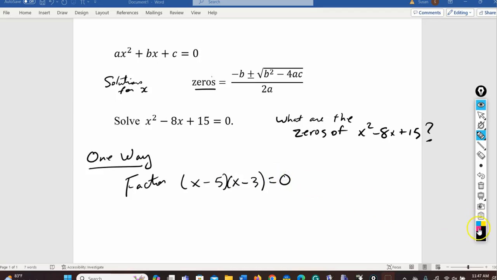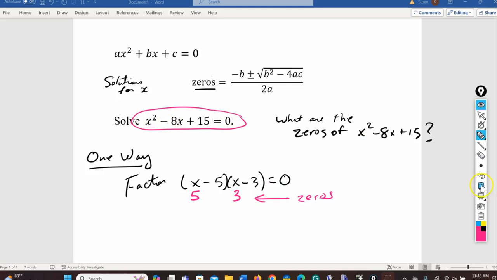Now, when you have it in factored form, it's easy to see what the solutions are. What happens if x is equal to 5? Well, you'll have 0 times 5 minus 3, which is 2, but 0 times anything is 0. And what if x is equal to 3? It will also make the whole thing equal to 0. So we say that 5 and 3 are the zeros. They're the x values that will make this equation equal to 0. That's where it gets its name.